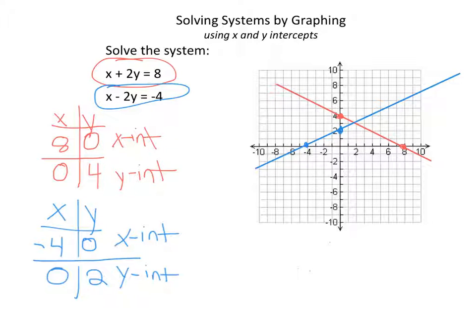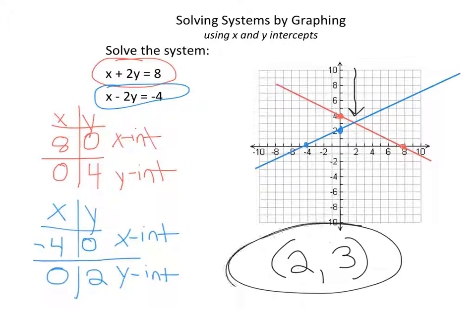At this point, it's very tempting to consider yourself done, but the original directions said to solve the system. The solution to this system is where those lines cross, right there. I need to identify that point as an ordered pair. I can see that it is over 2 and up 3, making the solution or the final answer (2, 3) as an ordered pair. That is the solution to the system of equations.